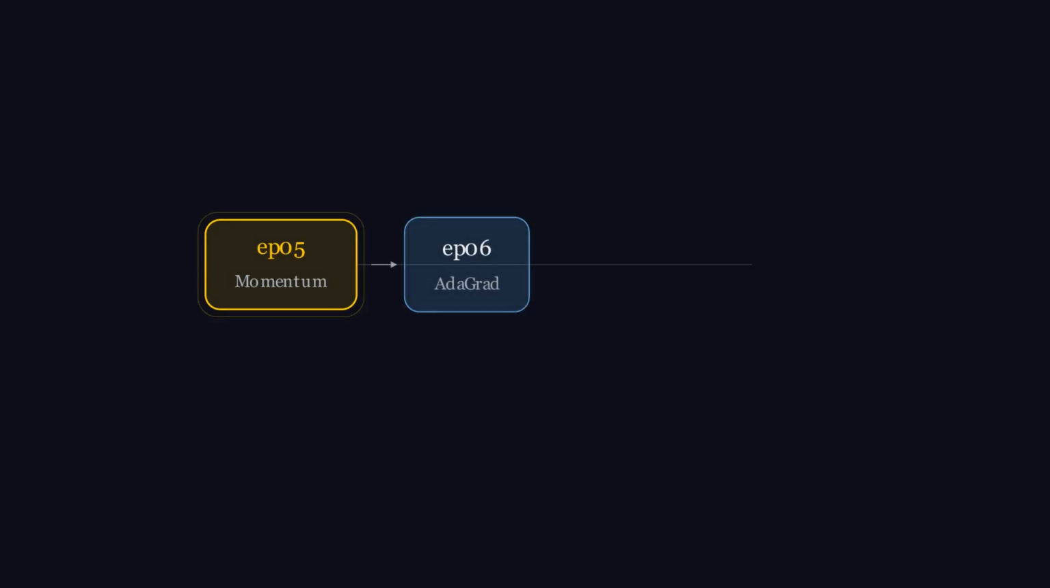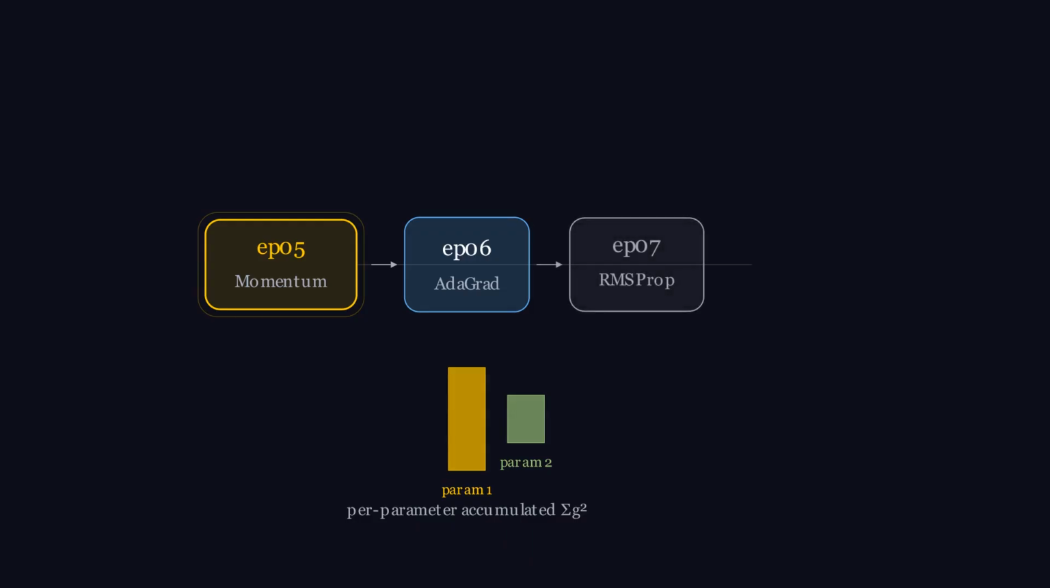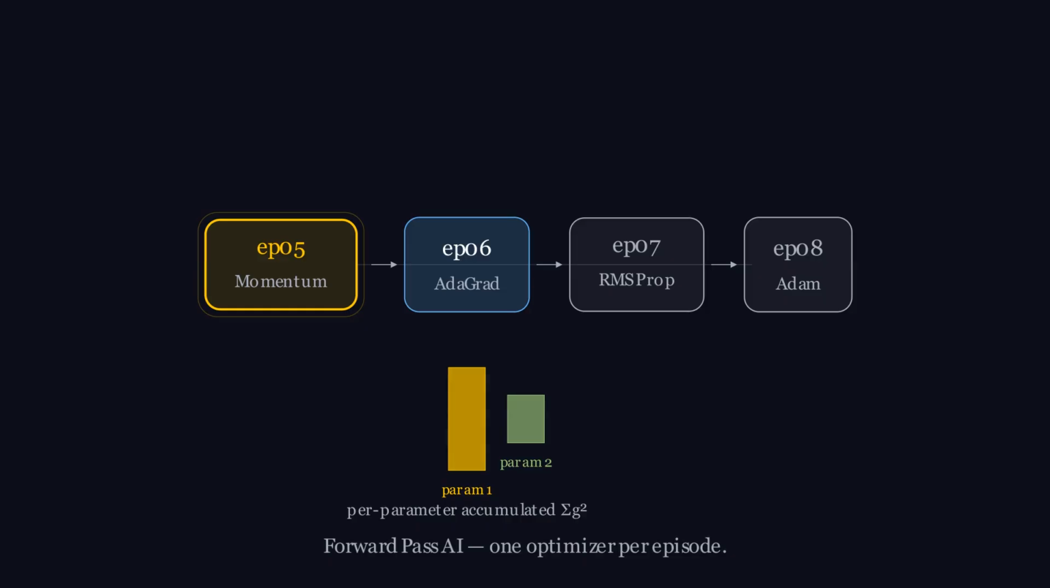Episode 6, Adagrad. Instead of smoothing gradients in time, Adagrad scales each parameter by the accumulated sum of its squared gradients, a per-parameter memory of how large the gradients have been. Episode 7, RMSProp, fixes Adagrad's monotonic decay problem, the learning rate that only ever shrinks. Episode 8, Adam, fuses temporal momentum with per-parameter scaling into a single update. Momentum is not superseded, it gets fused. The optimizer story builds, it doesn't replace.